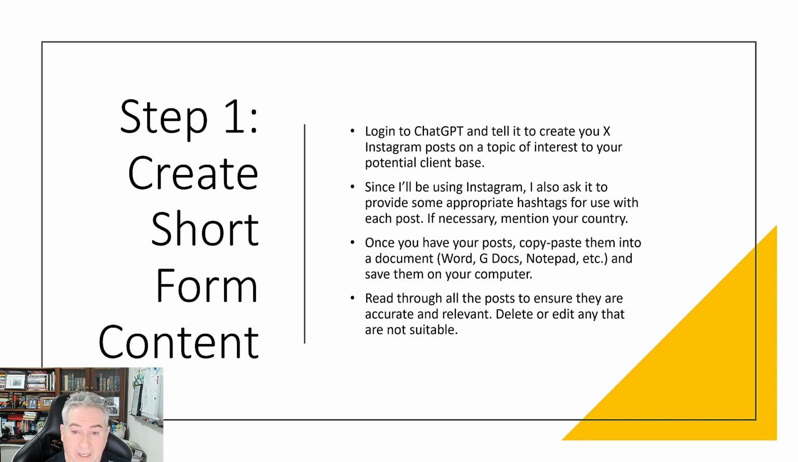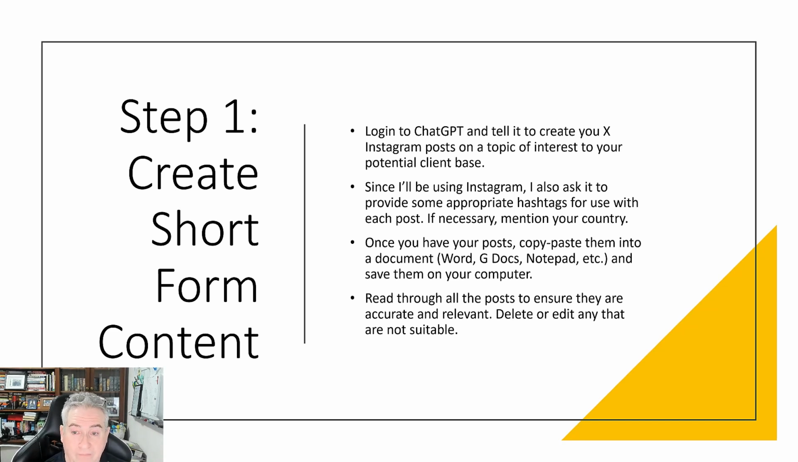And I notice I put in here, if necessary, mention your country. Now, what about that? The reason is, at least in Australia where I am, the real estate market terminology is quite different to the US. So if you're watching this video from the US, you will have different terminology. So you might want to mention your country. So you would say something like, tips for Australian homeowners, or tips for US homeowners, or tips for UK homeowners, etc. That, I think, should ensure that you get more appropriate words in the posts that it comes up with.